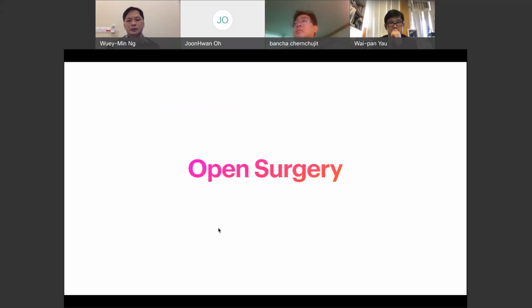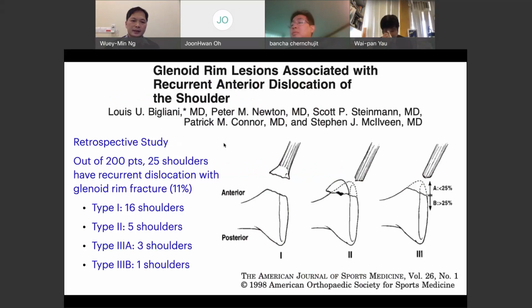Previously, to do the glenoid rim fracture repair, usually we did an open repair. So the Bigliani group did the repair. Out of 200 patients who had open repair, 25 patients still had a recurrent dislocation. So you can see that for type 1, 16 shoulders. For type 2, 5 shoulders. For type 3, 3 shoulders. Type 3A, 1 shoulder.